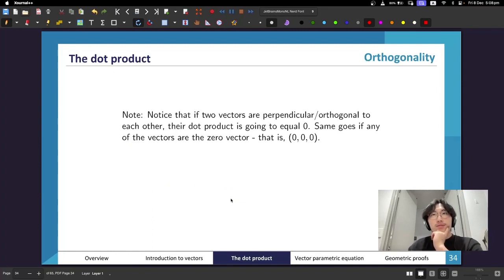Okay, yep, we talked about this. If any of the two vectors in the dot product are 0, then the dot product is going to be 0. And if they are orthogonal or perpendicular, then it will also equal 0.